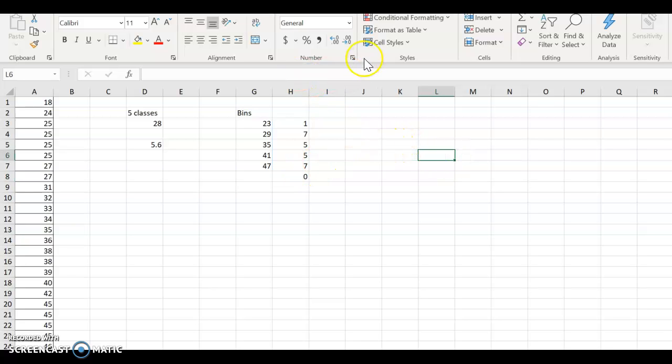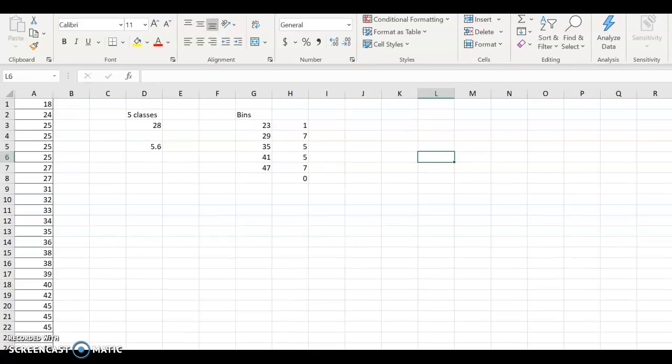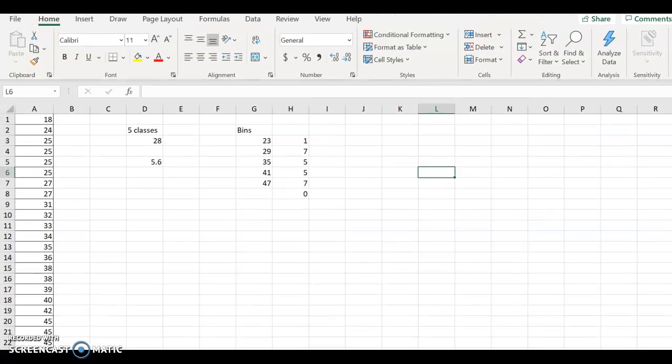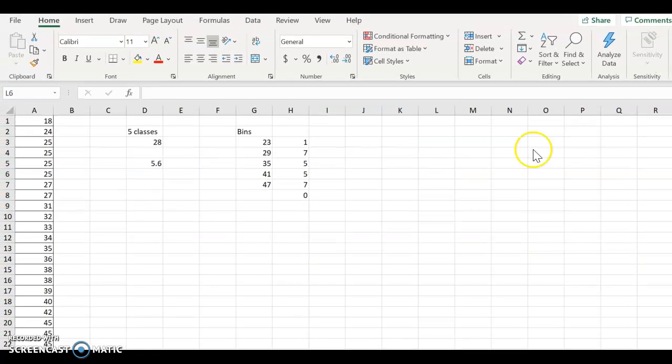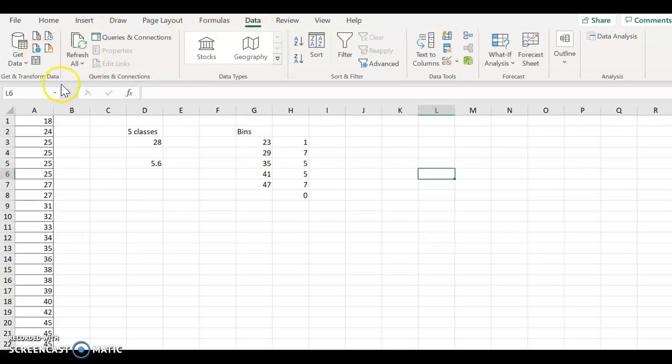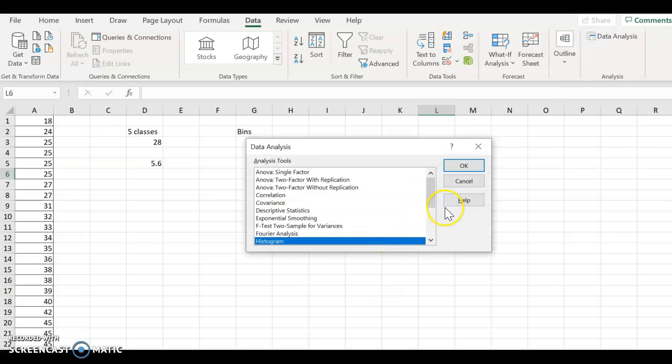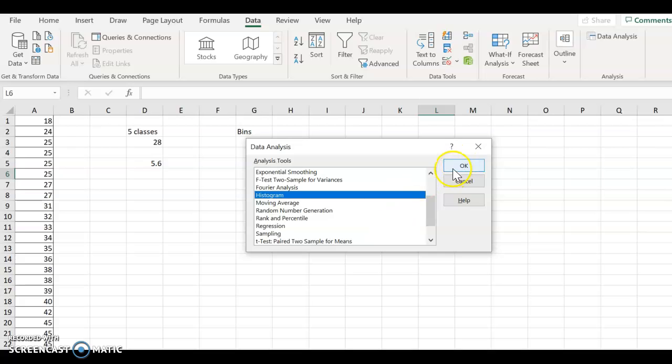So you're going to go, and if you don't have the data analysis tool pack, watch the main video in the chapter 2 module about histograms, and I'll show you how to add that. So now we can go to data, and we're going to click on data analysis. Mine is over here to the far right, and I'm going to do a histogram and press OK.